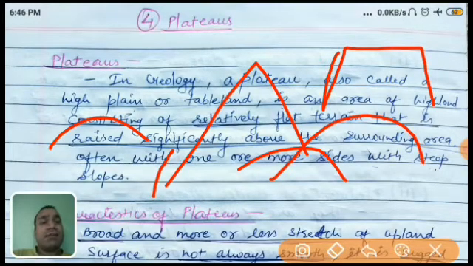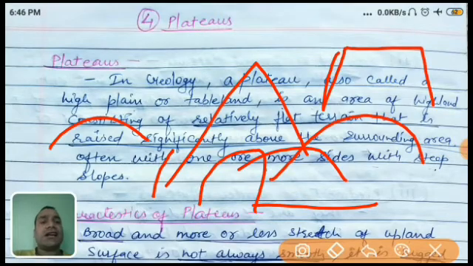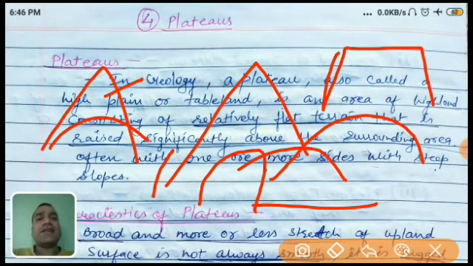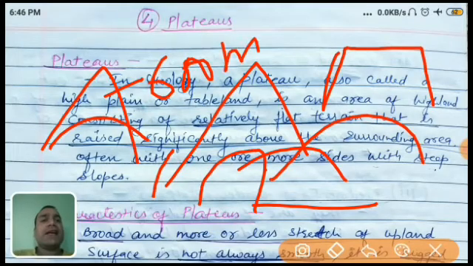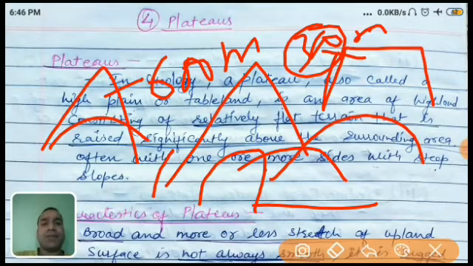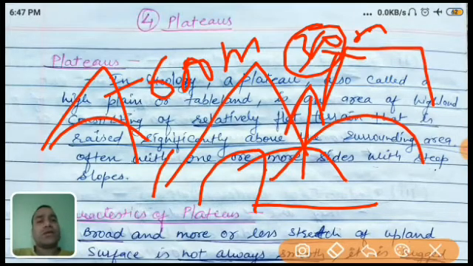Their main feature is their height from the plane surface, which is a minimum of 300 meters. If there is any landform with a height of at least 300 meters, it is called a plateau. Just like a mountain is near about 600 meters, a plateau has 300 meters. So by the height, we can easily understand: those 300 meters above the plane surface are called plateaus, and those above 600 meters are called mountains.